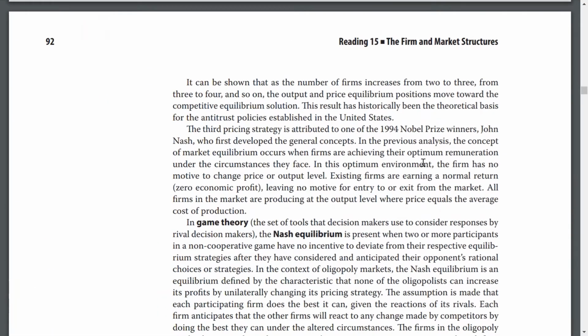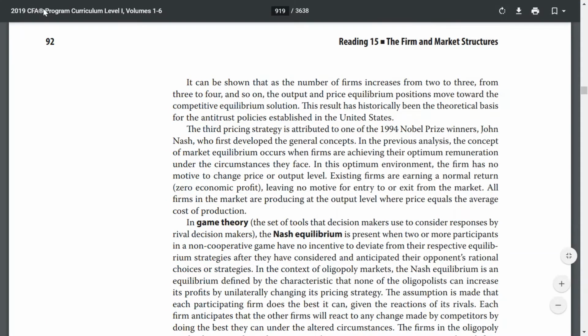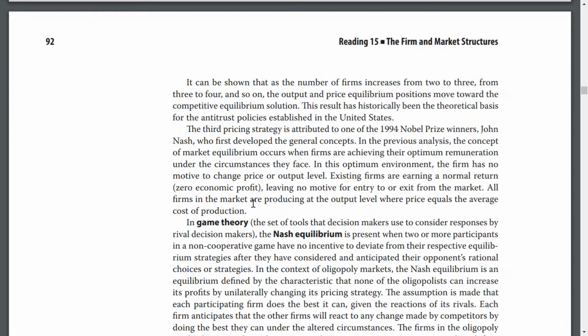It can be shown that as the number of firms increases from 2 to 3, from 3 to 4, and so on, the output and price equilibrium positions move towards the competitive equilibrium solution. This result has historically been the theoretical basis for antitrust policies established in the United States. The third pricing strategy is attributed to John Nash, the 1994 Nobel winner, who first developed the general concept in the previous analysis.